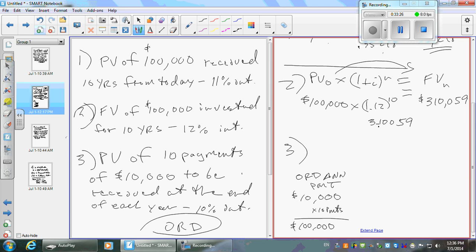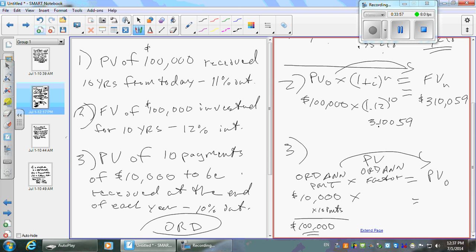Okay, anyway. So how would we value this $100,000? What would you do? I've got this payment of $10,000. What do I take it times to get its present value? I'm going to want an ordinary annuity factor. Do I want a present value or future value one? I'm calculating present value here, so I want a present value factor.